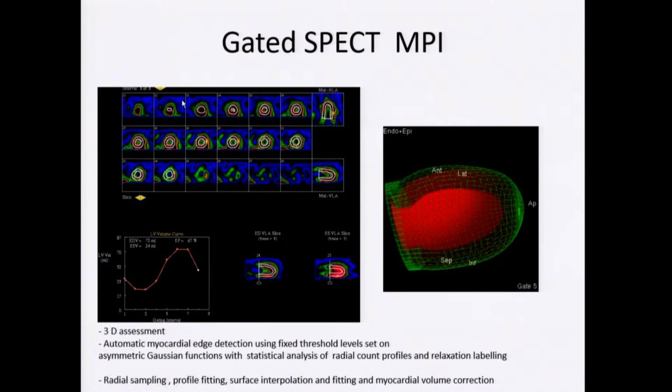So you can see the perfusion, and you've got systolic and then diastolic, and it's a 3D assessment. It's automatic. It's a mix of geometric assumption and also artificial intelligence, because it cannot detect the myocardial edge based on the count. So they fix a threshold where you think, okay, if this is the count, this corresponds to the myocardium, and some complicated math function that I have no idea about.